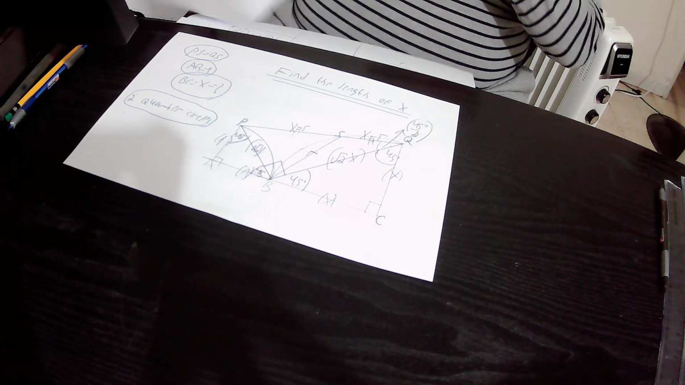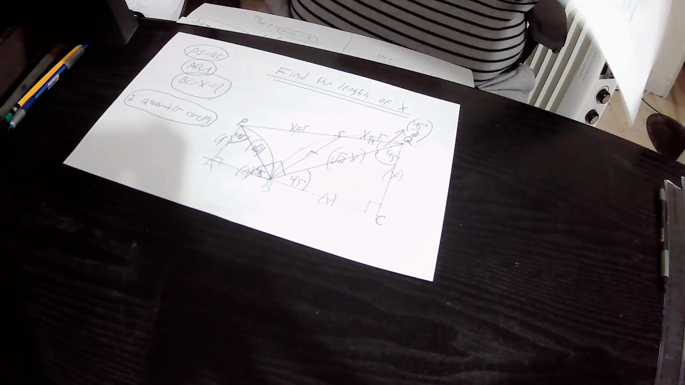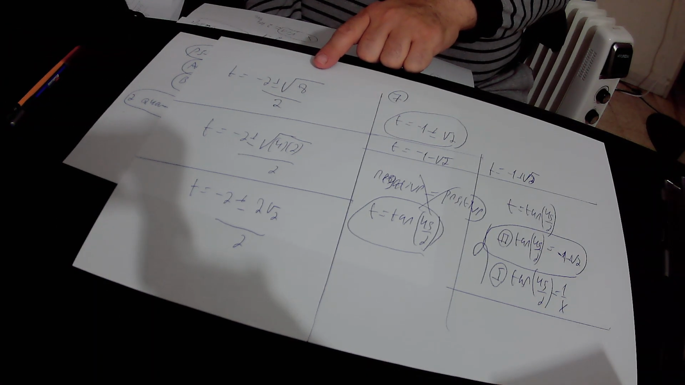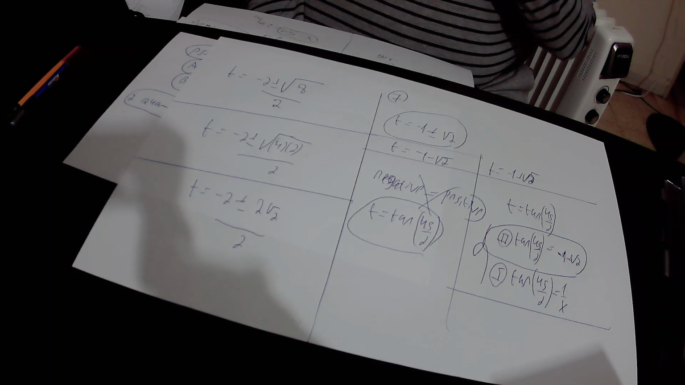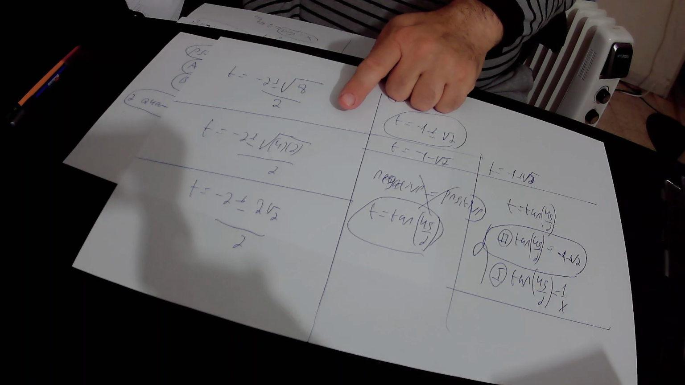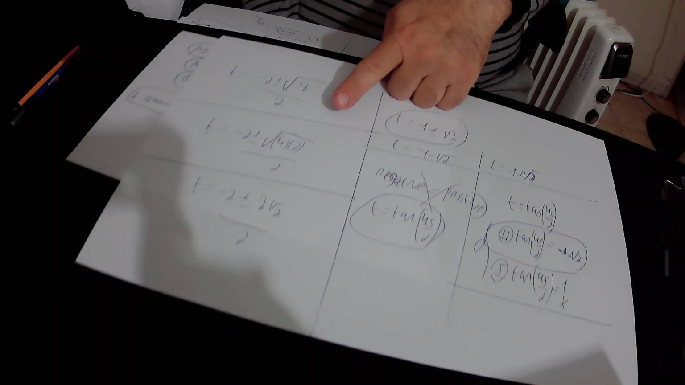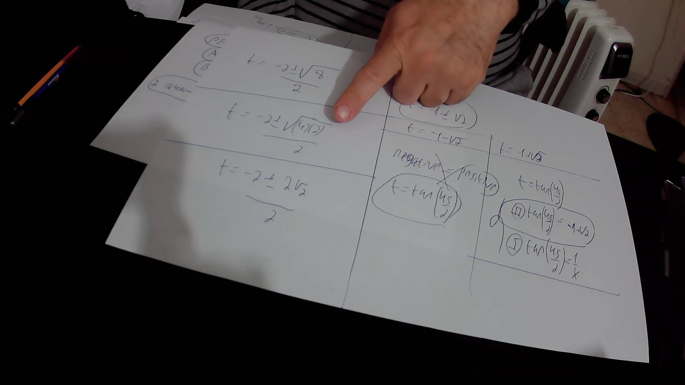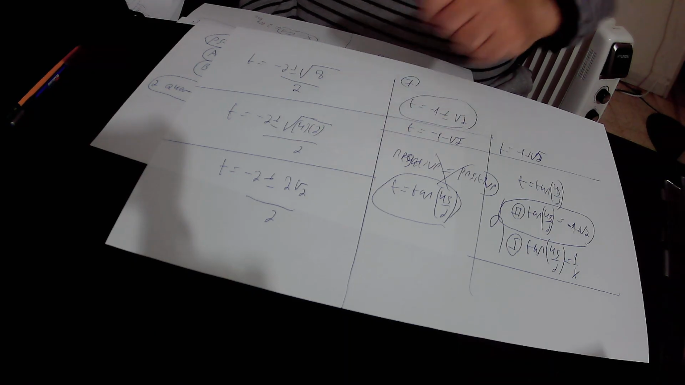So in conclusion, we found out that t equals minus 2 plus minus, inside the root we are left only with 8 over 2. So t equals minus 2 plus minus 8, which is 4 times 2, over 2. So t equals minus 2 plus minus the square root of 4, which is 2, and inside the root we are left only with 2. So in total we found out that t equals minus 2 plus minus 2 times square root of 2 over 2.